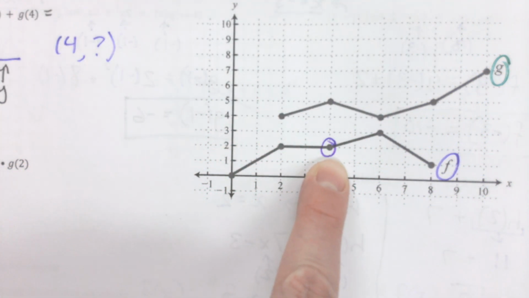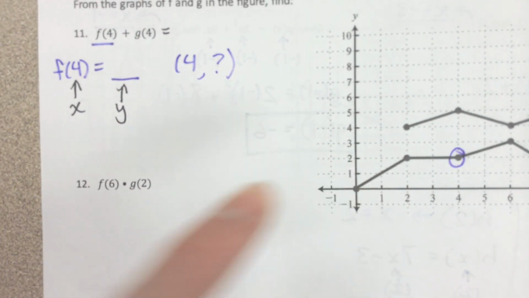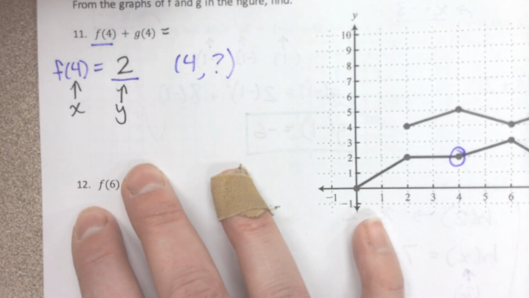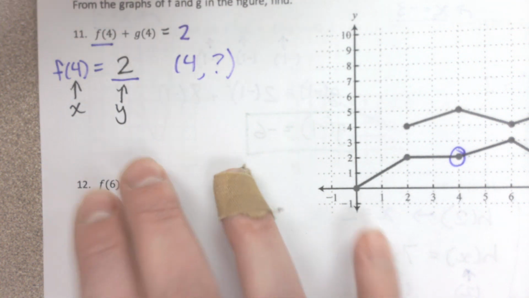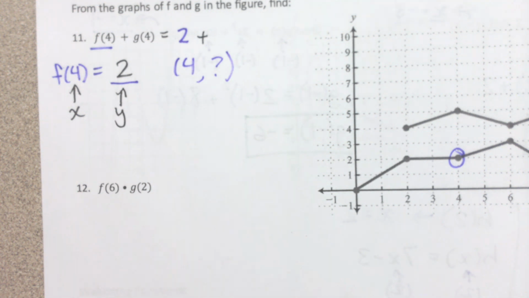Here's the point for 4. It connects to 2 on the y-axis. So 2 is the y value. So that means we have 2 for the first number, plus, and then we need to figure out what g is. So we're going to do that again.